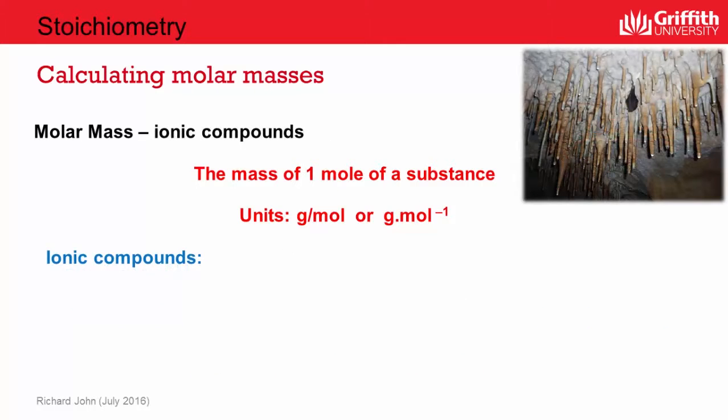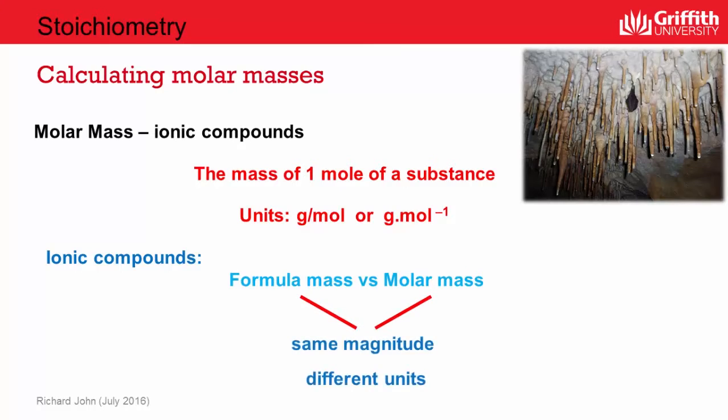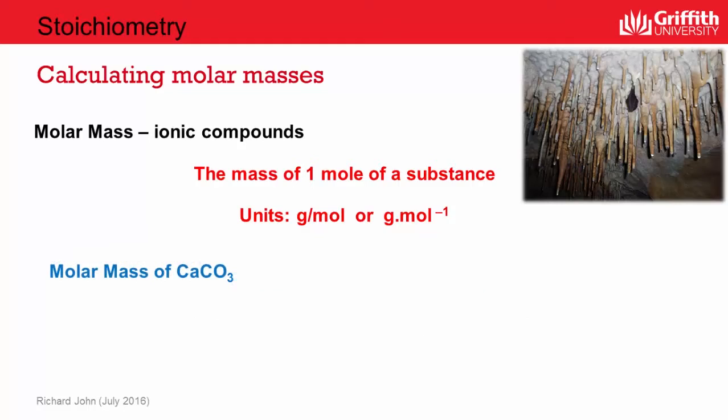Essentially, we're going to do the same for ionic compounds. For ionic compounds, we talk about the formula mass rather than the atomic mass or the molecular mass. Compare that to the molar mass. Again, the formula mass for a particular ionic compound has the same magnitude as the molar mass for that compound, but different units. Like atomic mass and molecular mass, the units for formula mass are atomic mass units. The units for molar mass, as we know by now, are grams per mole.